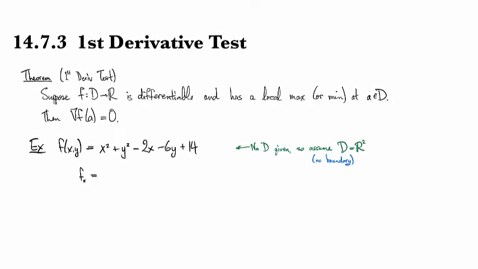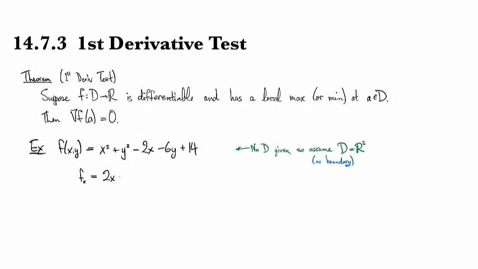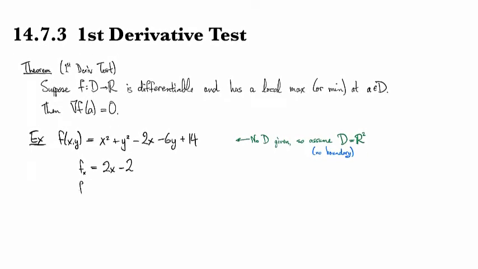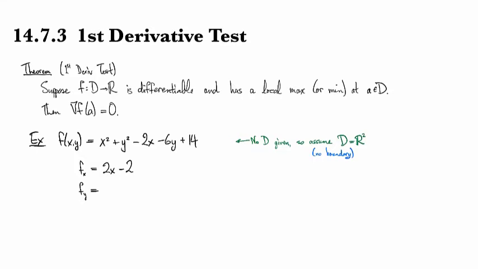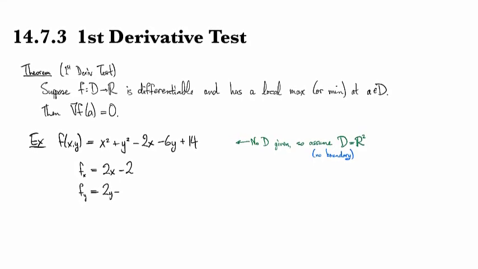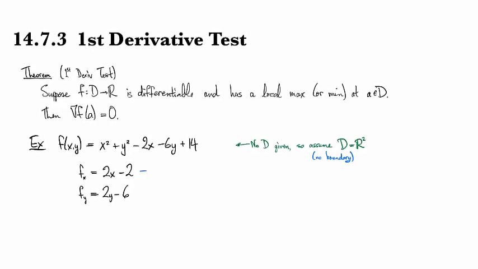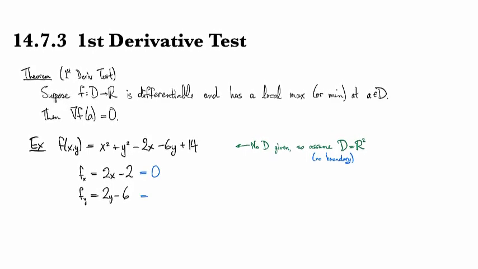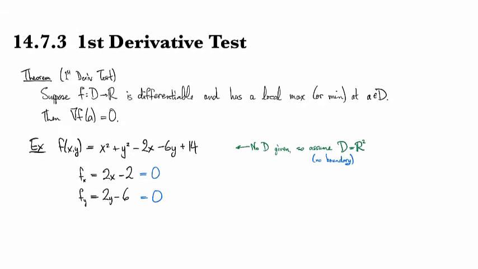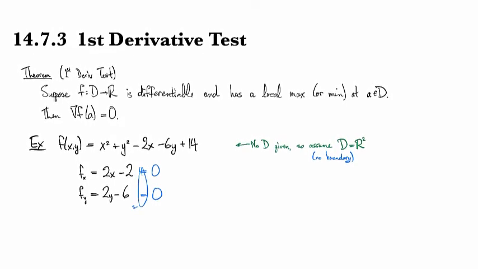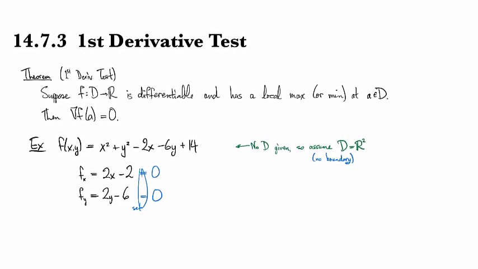To find the gradient, we look at the partial derivatives. The partial with respect to x is going to be 2x minus 2. And the partial with respect to y is going to be 2y minus 6. Then we set each of these equal to 0, because that's what you do for the first derivative test.